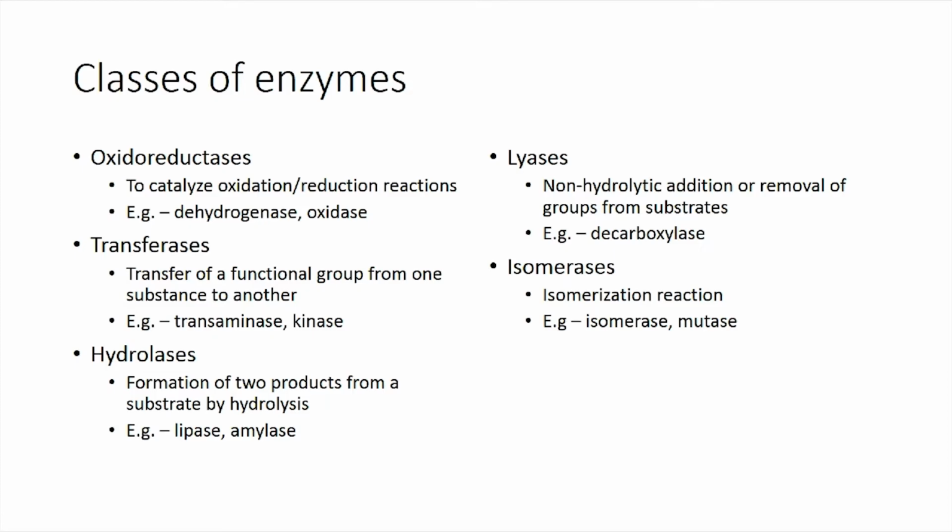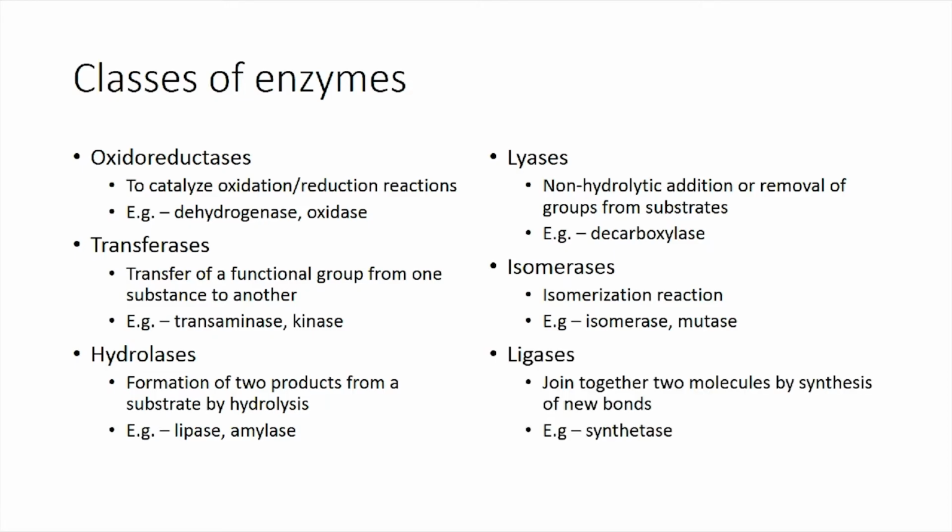You have isomerases which catalyze the isomerization reaction. Isomerase and mutase are examples, and you have ligases which catalyze reactions which join two molecules by formation of new bonds to form a final product. An example would be a synthetase. So, these are the 6 major classes of enzymes, and within these there are many subdivisions. We will not get into the details of that, those are covered in basic biochemistry courses. If you are interested, please refer to a fundamental biochemistry book which will give you all the details about the subclasses for enzyme classification.